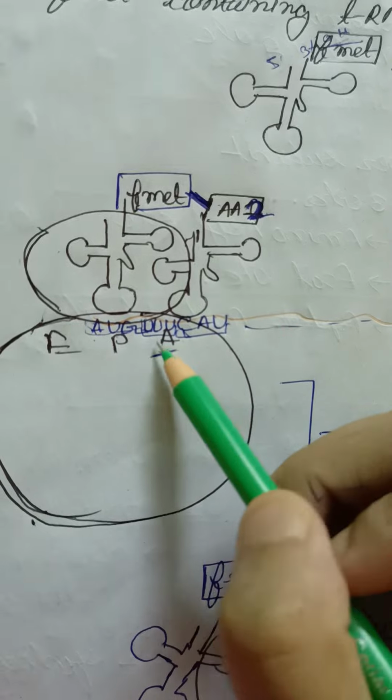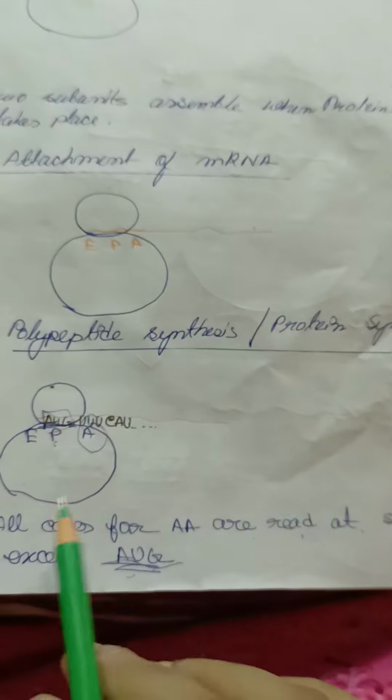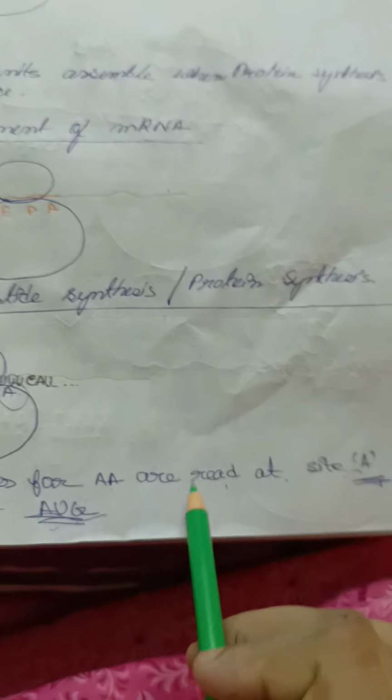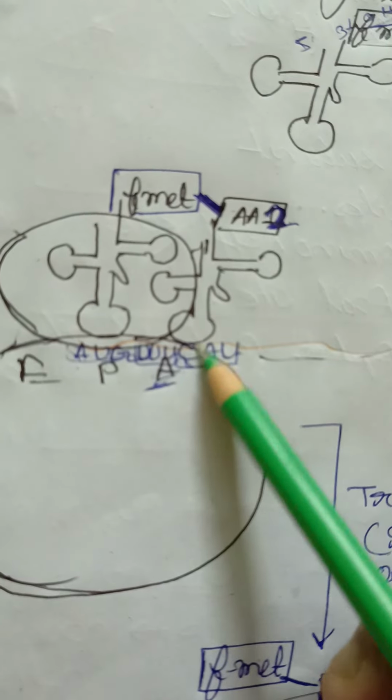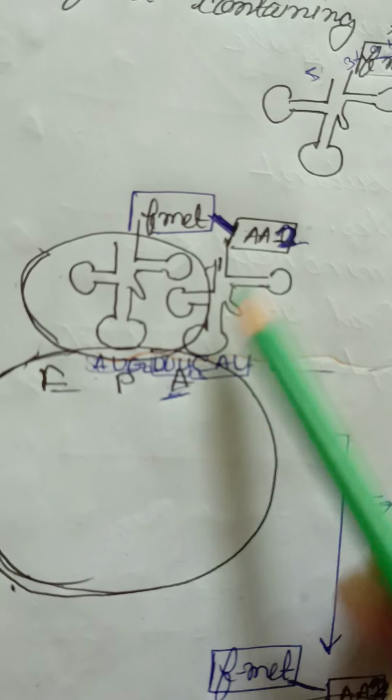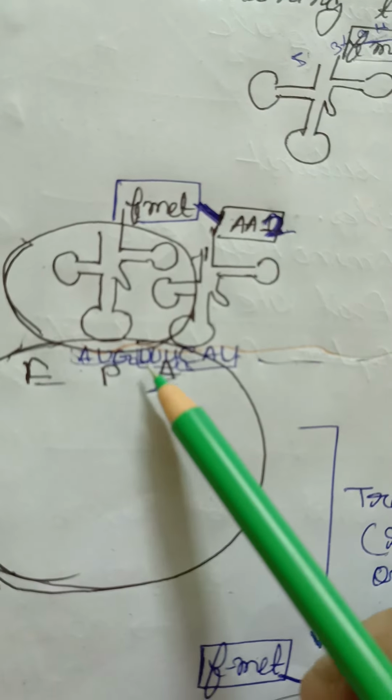Okay, so as I told you, here at site A all the codes for amino acids are read. Site A is also known as the amino acid site. Here all the codes for amino acids will be read, so the next amino acid-containing tRNA will bind here.